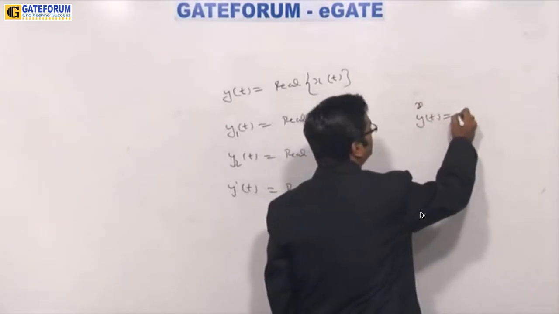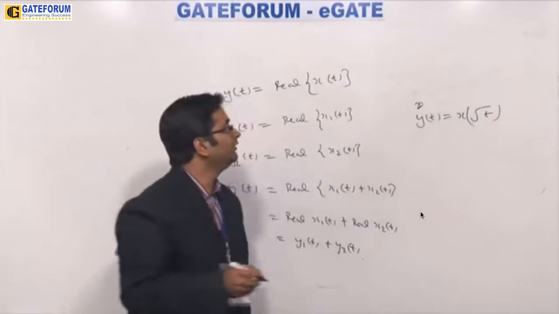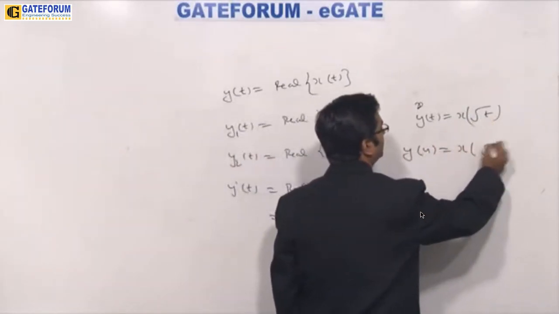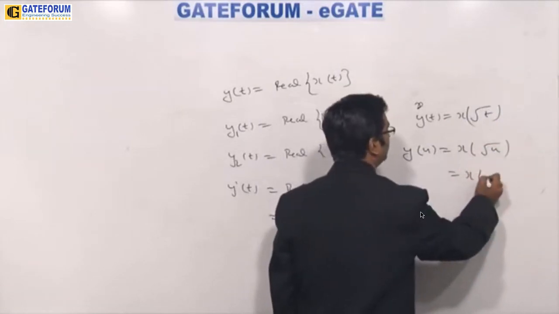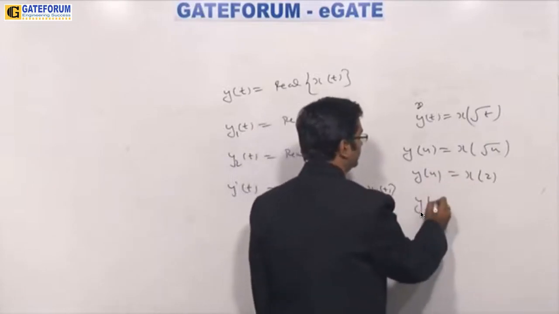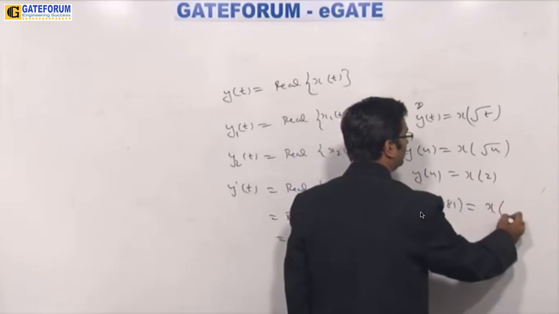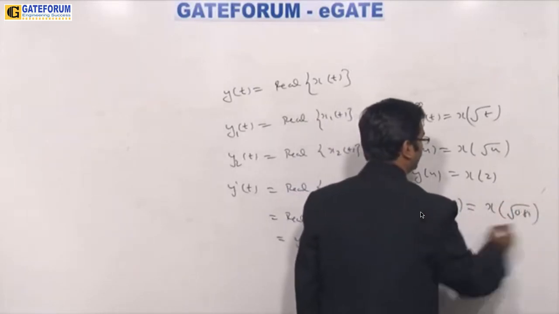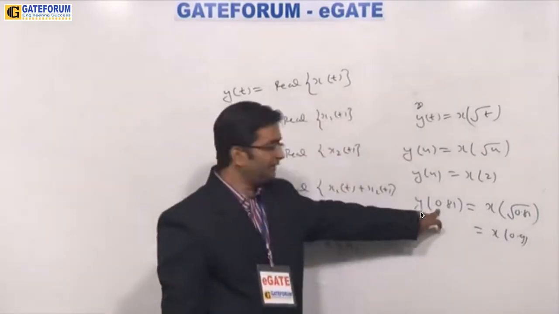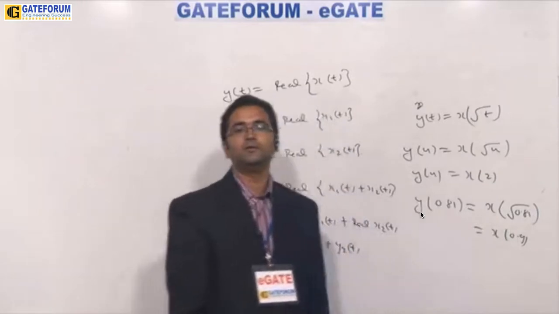y(t) equals x of root t. Now you just find what is y of 4. y of 4 is nothing but x of root 4, so you got x of 2. No problem, this is fine. You put y of, let's say, 0.81. y of 0.81 is x of root of 0.81. What is this? x of 0.9. Now you see, for y of 0.81 you are looking at, you are dependent on the future value of the input. That makes the system non-causal.